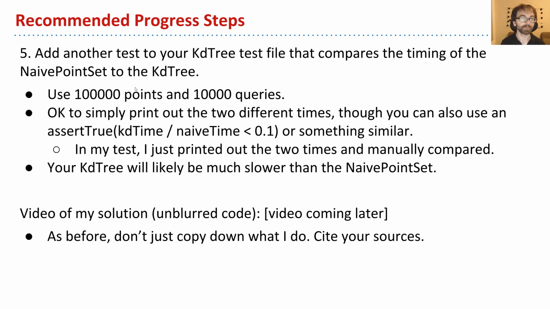Although you might increase this points value in order to get a stronger distinction between the two, that is naive point set and KD tree. I don't know, up to you. So it's okay to just print the 2 different times, or you could do an actual test that asserts true that the KD time divided by the naive time is less than 0.1 or whatever. But I just printed them out and checked to see what happened.